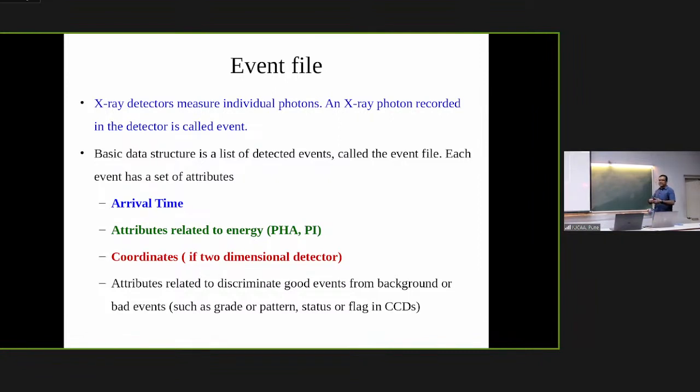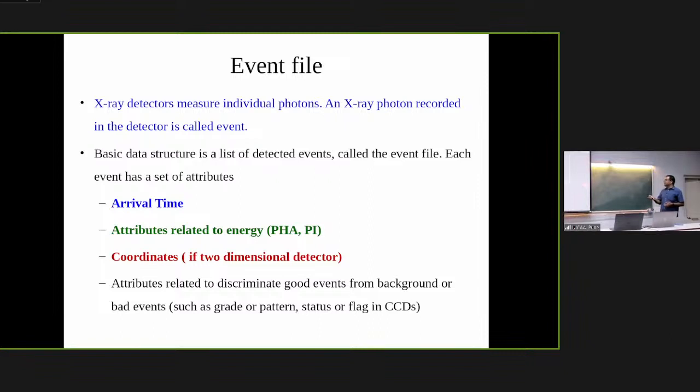Some of the CCDs have a very large number of pixels, so some of the pixels may not be good, may not be behaving well. Those will be called bad pixels, and the events from those pixels will be bad events. Those things will be there as well. And when you analyze your data, you throw out such bad data from bad events, etc. Okay, so these are the basics.